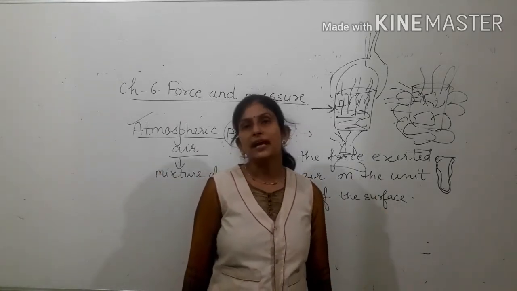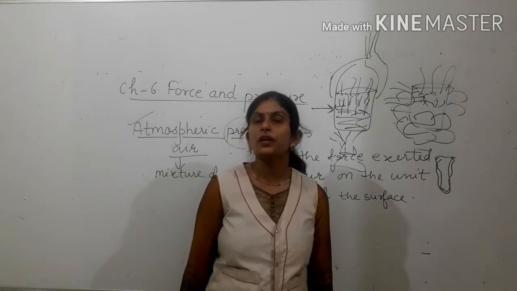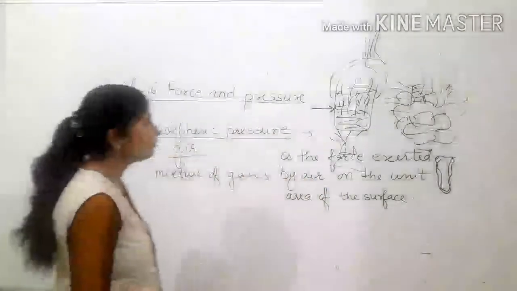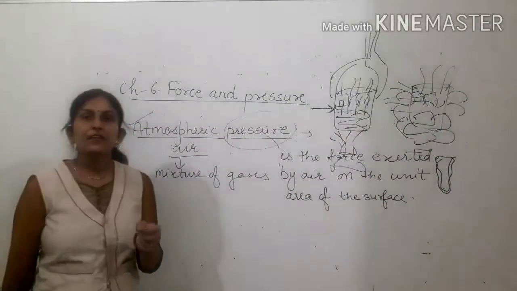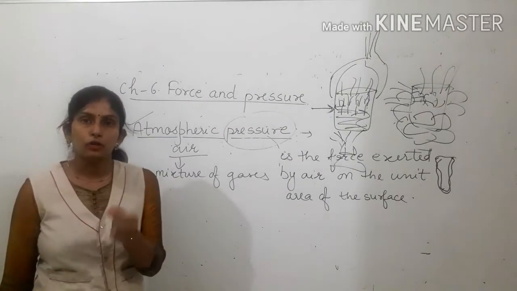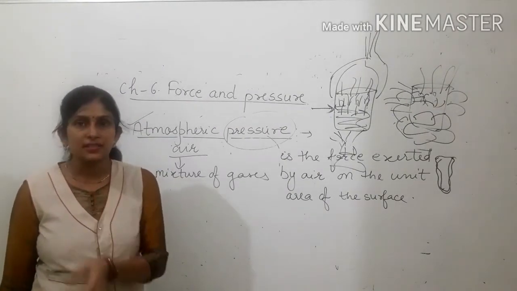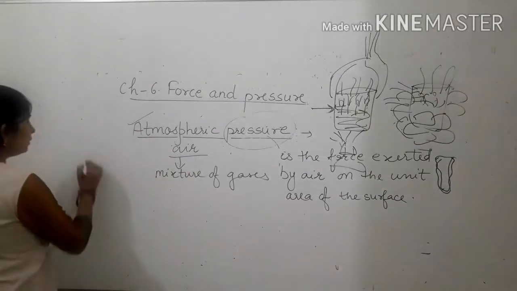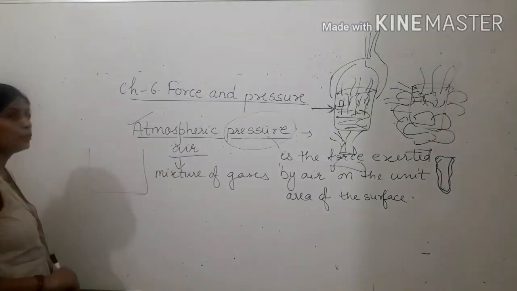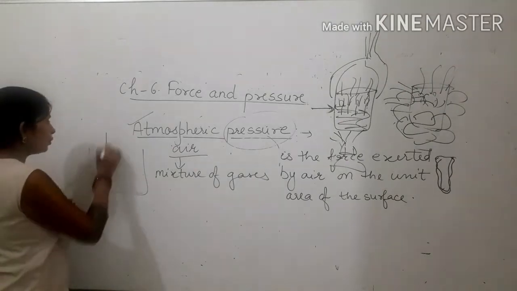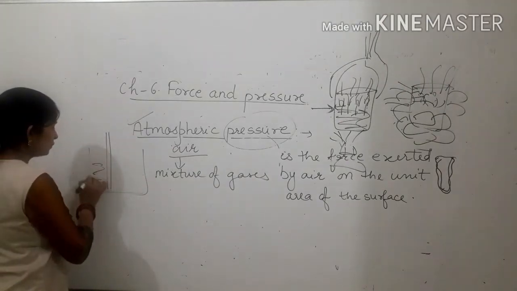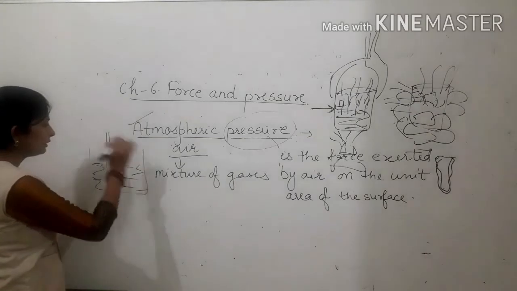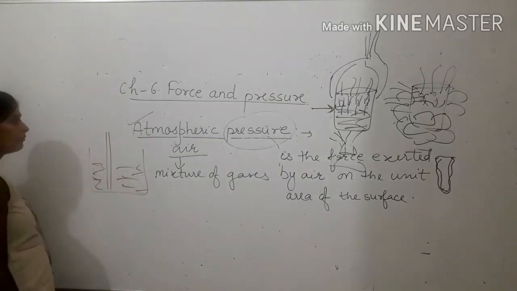Now, uses and applications of atmospheric or air pressure. First of all, when we use a straw or a dropper or an injection syringe, what we do? See, for example, you are using a straw to drink juice. Then what happened?